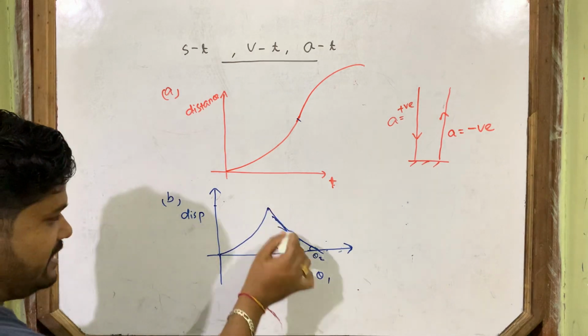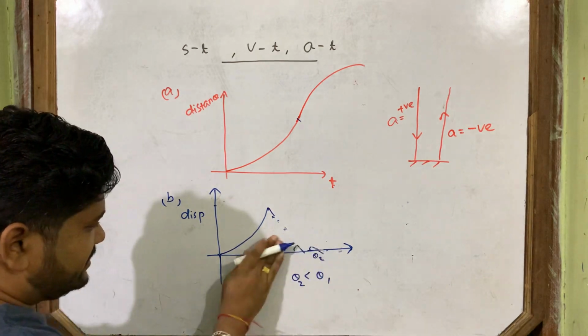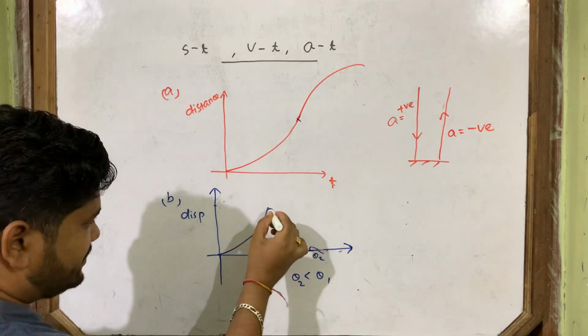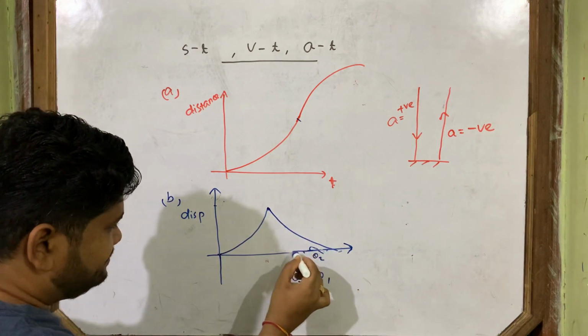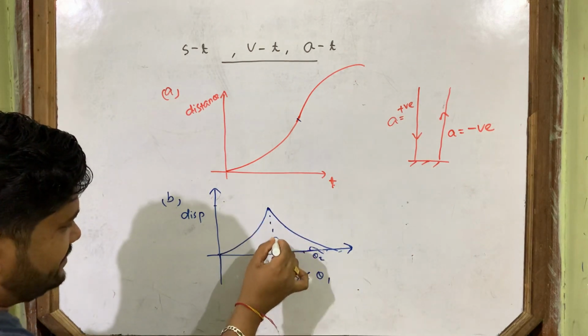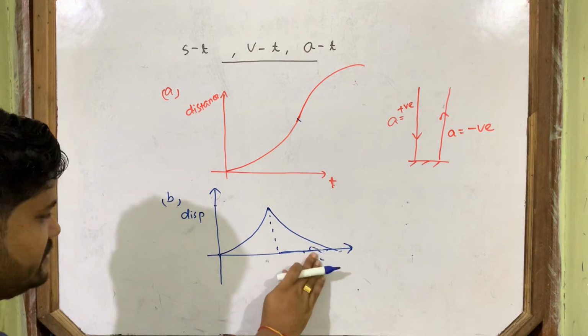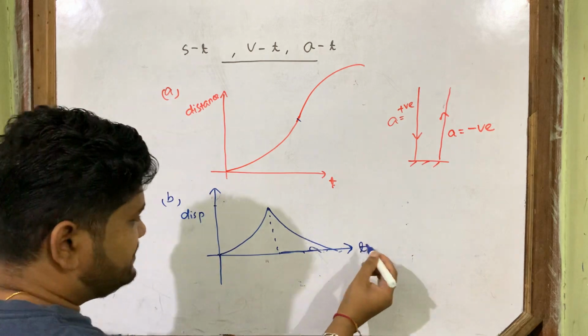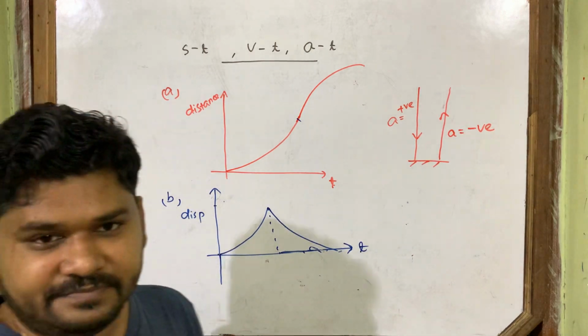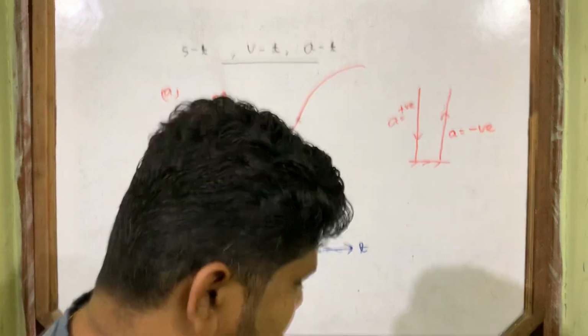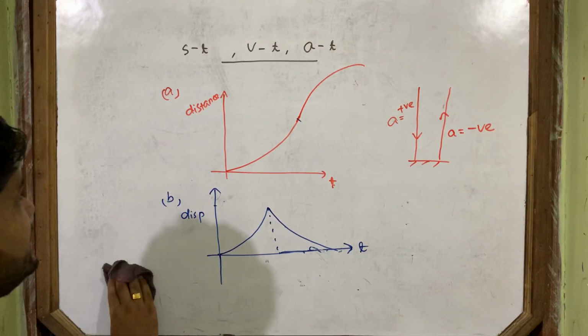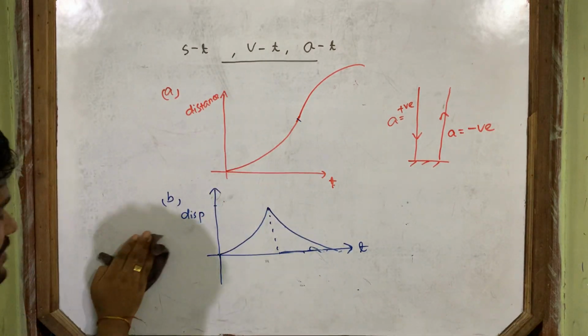So the graph will be like this. Let's draw the proper graph here. It will be like this. Totally, these two will be mirror images of each other. Okay, so this is about the displacement time graph. Next we will see the speed time and velocity time graph.